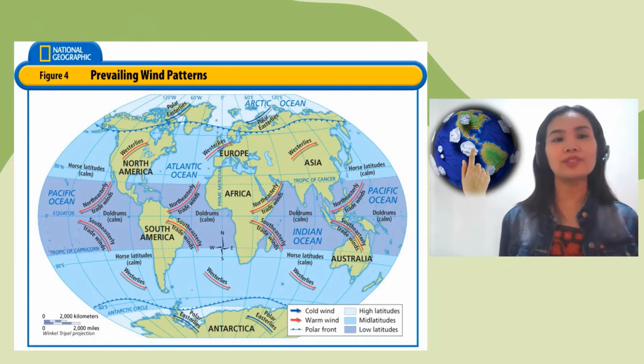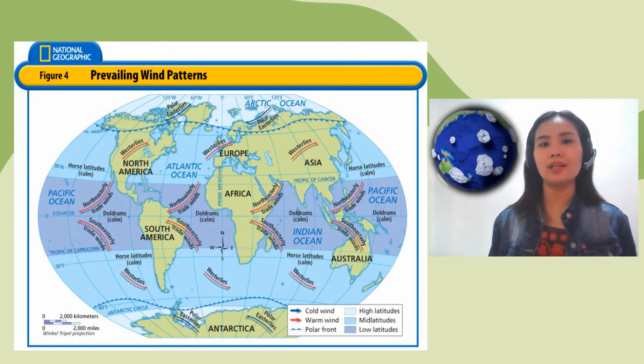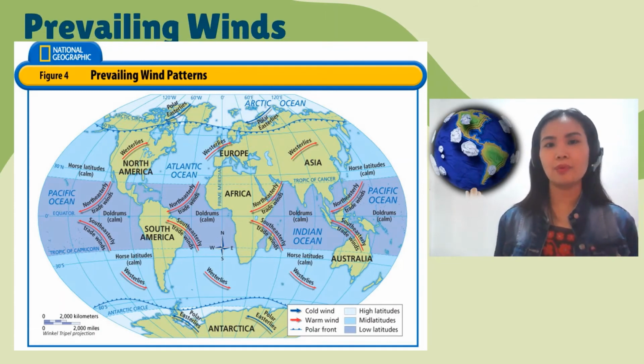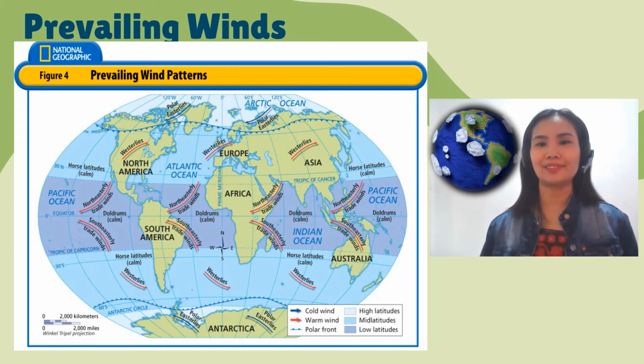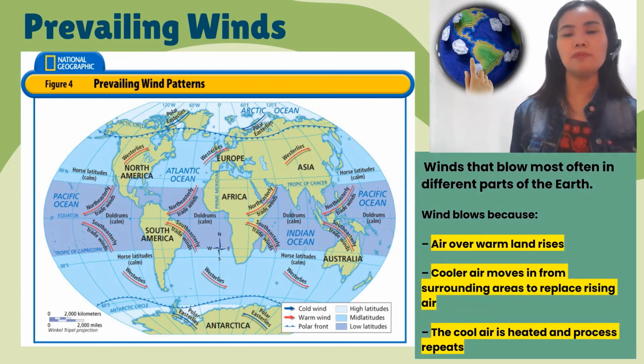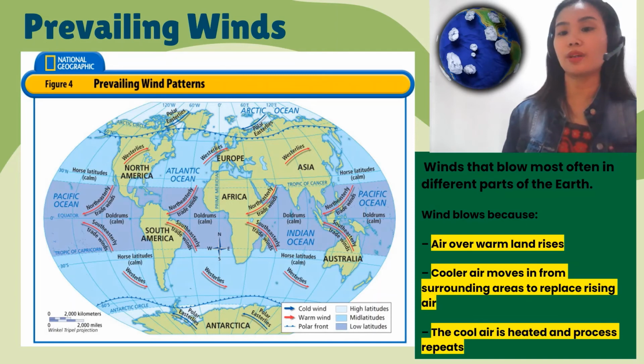And of course, our last factor, prevailing winds. We are going to discuss how it affects climate. Prevailing winds are winds that blow most often in the different parts of the earth.